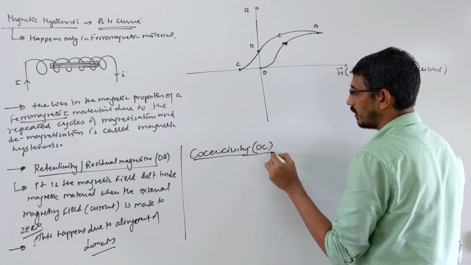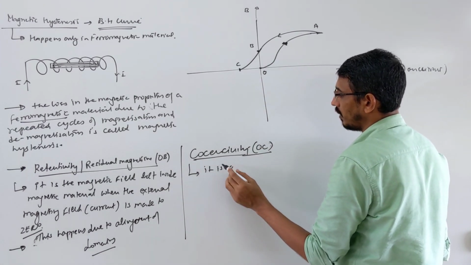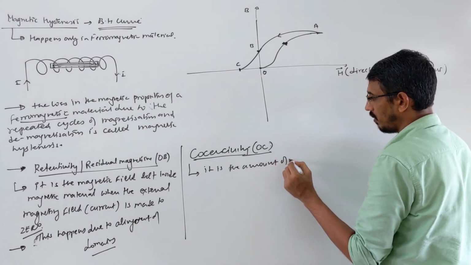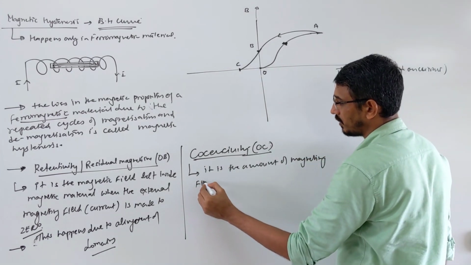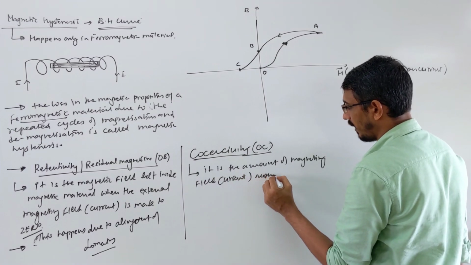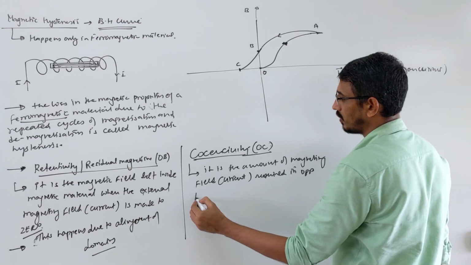So what is coercivity? It is the amount of magnetizing field H, or you can say current also, required in the opposite direction.